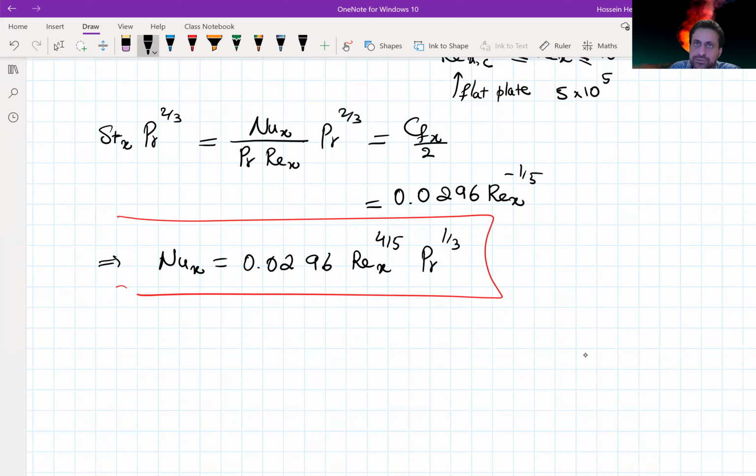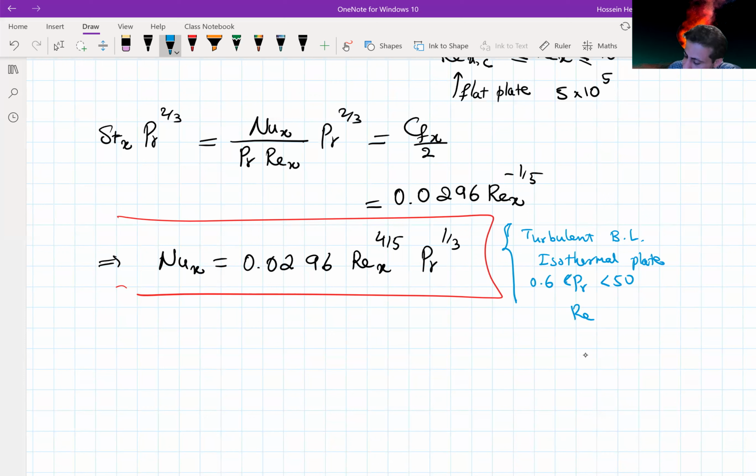So this is used for a turbulent boundary layer on an isothermal plate. The plate remains at a constant temperature, Prandtl number less than 50 and greater than 0.6, and Reynolds number less than 10 to the power of 8 and greater than 5 times 10 to the power of 5.